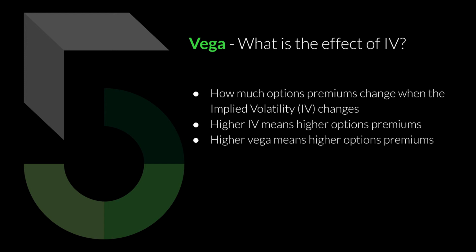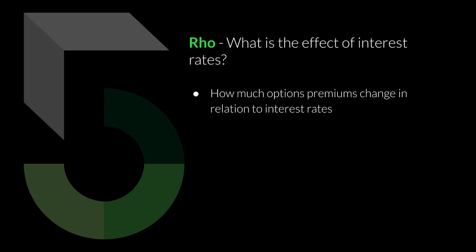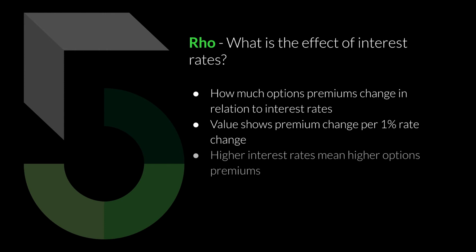So, implied volatility crush. It's really inflated right before a binary event such as earnings or some news catalyst, and then it decreases dramatically once that news or earnings are reported. Finally, Rho. It asks the question, what is the effect of interest rates on the option premium? So how much does it change in relationship to interest rates? The value of Rho shows the premium change per 1% rate change. And the higher the interest rates, the higher the option premium.